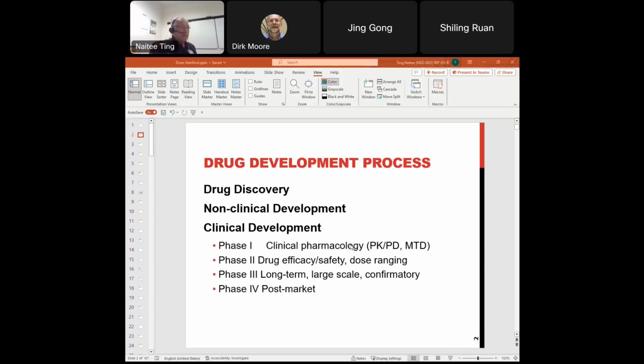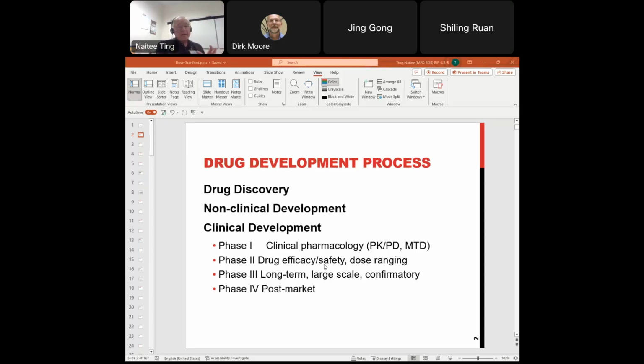Now, after you deliver this information, PK, PD, and MTD, you engage in phase two trials. Once you get into a phase two trial, you want to lower the dose from the MTD down to the minimum effective dose. So in phase two, the two considerations are proof of concept and dose ranging. In phase two, you first want to be able to show the drug works. That's what we call proof of concept. If you can show the drug is efficacious, then you move down to dose ranging.